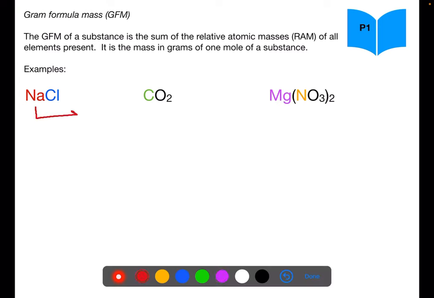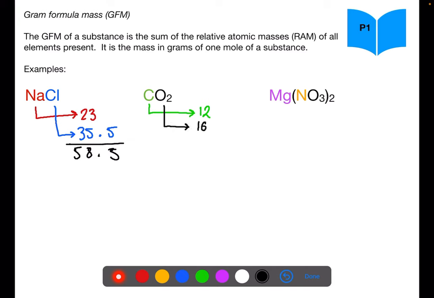For sodium chloride, we take the relative atomic mass of sodium, which is 23, plus the relative atomic mass of chlorine, which is 35.5, and we add these together. This gives a gram formula mass for sodium chloride of 58.5. For carbon dioxide, we take the relative atomic mass of carbon and the relative atomic mass of oxygen multiplied by 2, as we have 2 oxygen atoms. This means that we have a total of 44 for a gram formula mass for carbon dioxide.